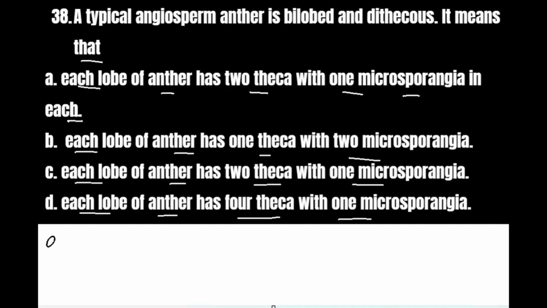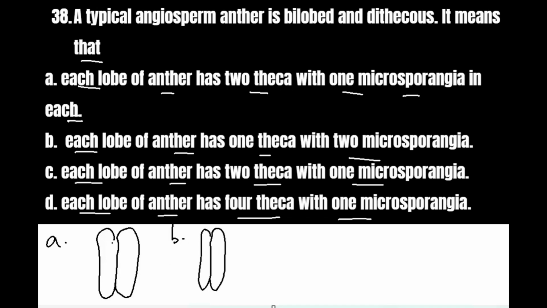Option A says each lobe. Now this is the anther. It is bilobed, so they have 2 lobes. Option B also will draw 2 lobes. Start with option A. Each lobe of anther has 2 theca, so there will be 2 thecas here, 1, 2, with 1 microsporangia in each. So here there will be 1 microsporangia, here there will be 1 microsporangia. So it will look like this.